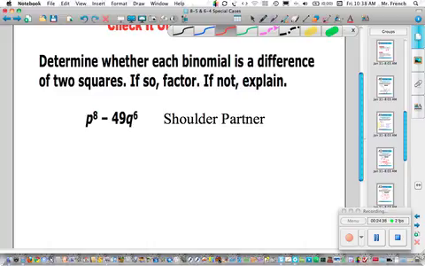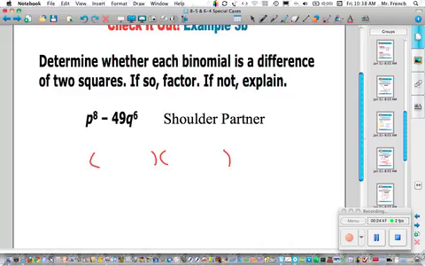Working on this one, I can look at this, and is p to the 8 a difference of two squares? Yes, because 8 can be divided by 2, so it's going to be p to the 4th. So I'm going to put a p to the 4th here, and a p to the 4th there. Then it's going to be 1 plus and 1 minus. Now, is 49 a perfect square? Yes. Is q to the 6 a perfect square? Yes, it is again. What is it? Q to the what? Third. So it's going to be 7q to the third.